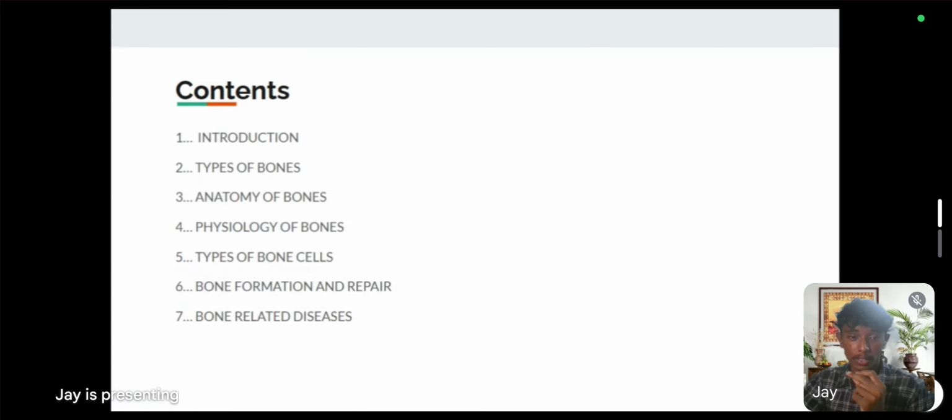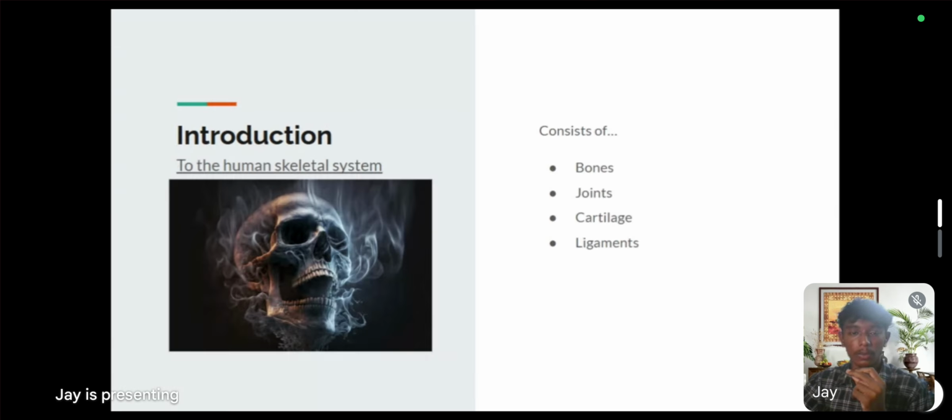Let's just go over the contents for today. The contents for today are introduction, types of bones, the anatomy of bones, physiology of bones, the types of bone cells, and bone formation and repair, and bone-related diseases. That's all. So first, introduction of the human skeletal system.